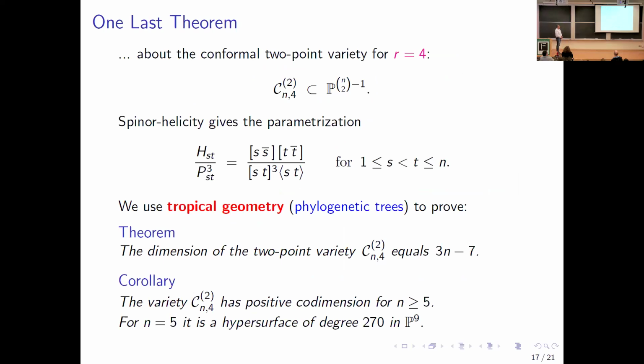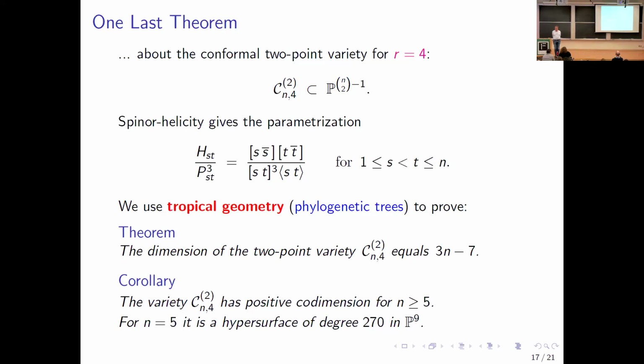Now let's talk about the conformal 2-point variety for R equals 4. So this is Flatlanders at the time of the hot Big Bang. I have this variety, it lives in this projective space. But now I have the spinor helicity parametrization. Remember the P's and the H's. If I write down the spinor helicity parametrization, I know that the quantity I measure at the 2-point function is this expression, this Plücker coordinate times some other ratio of Plücker coordinates. So these are 2 by 2 minors of some 2 by something matrix.